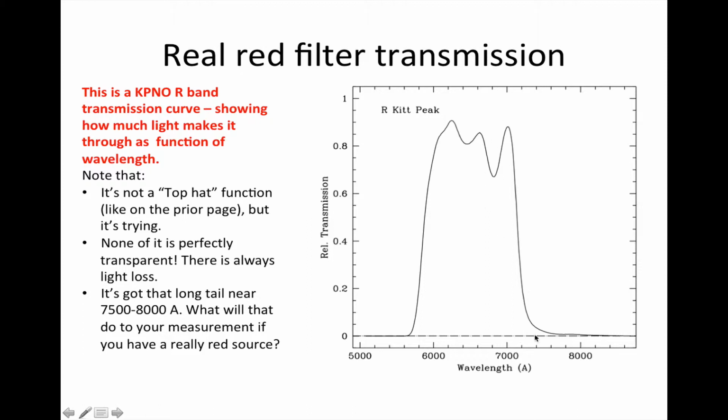And so what this means is if you have a source that puts out most of its light near 8,000 angstroms, but not at the shorter wavelengths, you can, because of this red leak, get a much brighter measurement of the total flux from the object than you would expect if it didn't have that light leak.